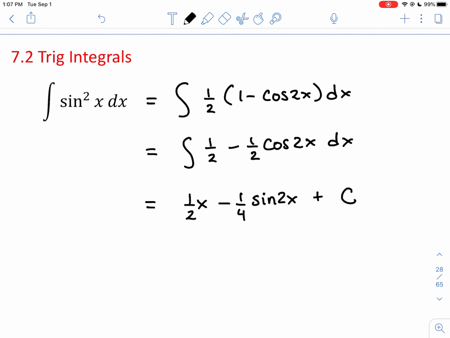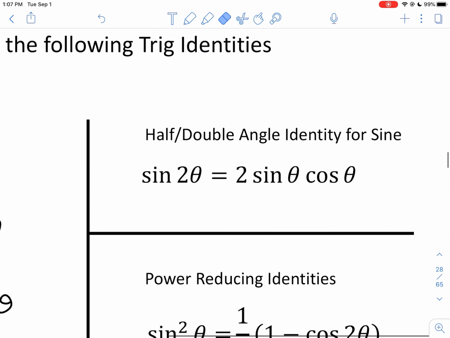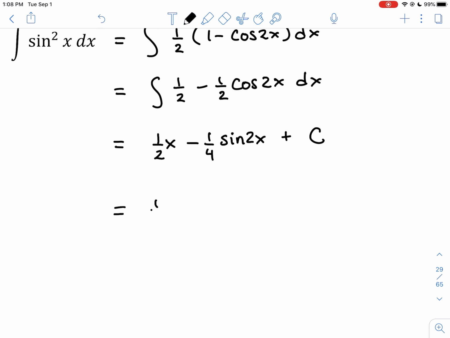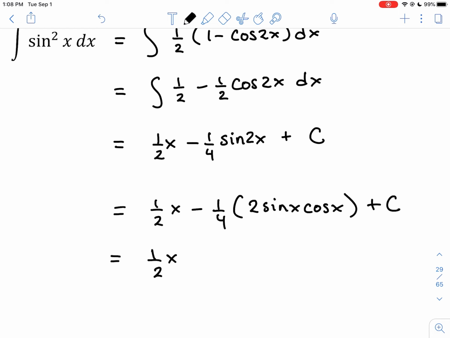Now, technically, we're done. We have an antiderivative, but I'm just going to use the double angle identity to take this sine of 2x and turn it back into terms of the angle going back to just x. So that's going to be using this identity right here. And so we have 1/2 x minus 1/4, and then sine 2x becomes 2 sine x cosine x, and then plus c. And then, of course, we can simplify by multiplying the 1/4 and the 2 to make another 1/2.